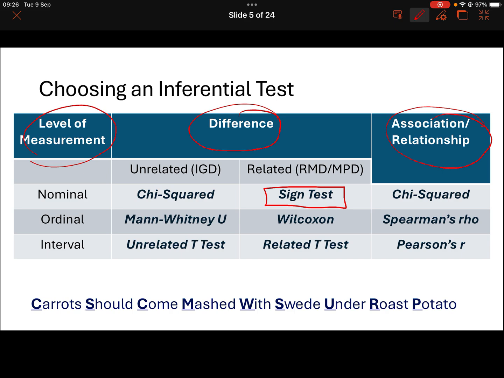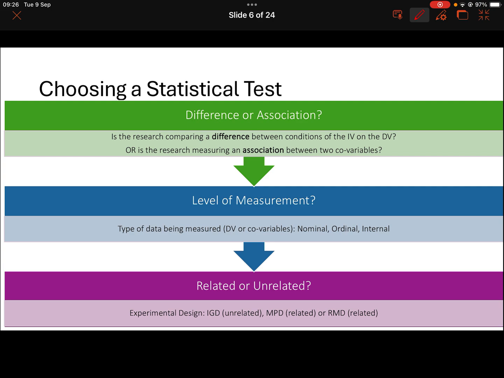Okay. So let's have a look then at the steps involved in identifying the correct test. We need to, first of all, identify whether our research is a test of difference or a test of association.